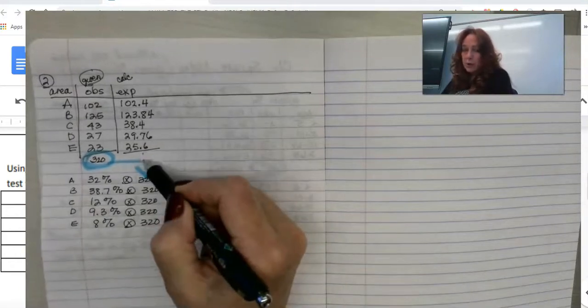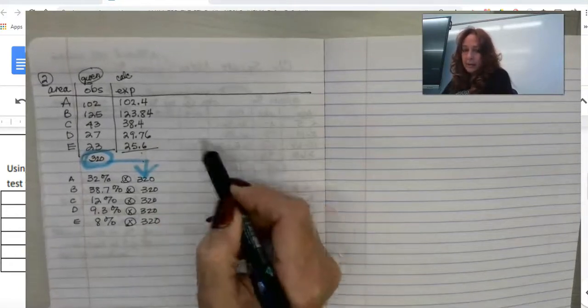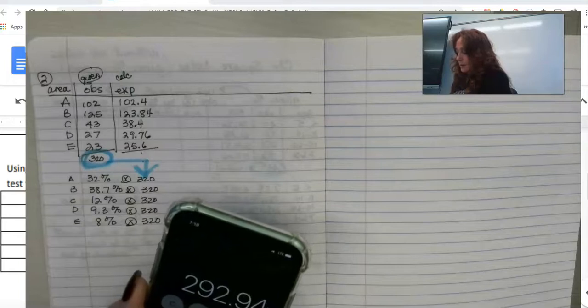So now let's do a check to make sure before we do math that we've got these correct. They should add up to about 320. So I've got 102.4, 123.84, 38.4, 29.76, and 25.6. What?